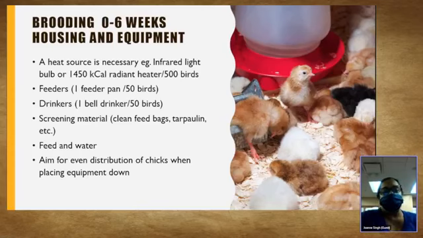Your feeders, the regular feeders that you can buy, one feeder pan per 50 birds, and drinkers, one bell drinker per 50 birds. So that is how you can use the guide here to provide for the number of birds you may want to start off with. You need a screening material, for example bags, tarpaulin, etc. You need feed, you need water, and you need to aim for even distribution when you place the equipment down. So if you're placing 2 or 3 feeders, they should be placed evenly throughout the space that you have.